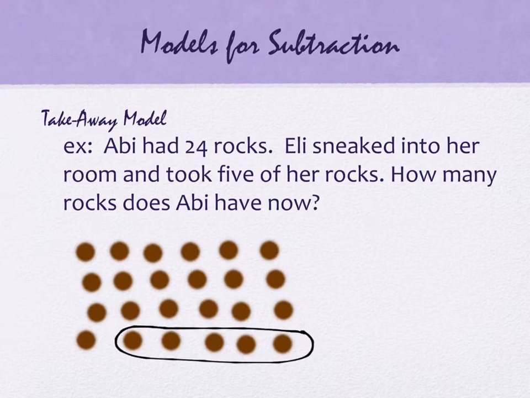So here are 5. They get removed. And we count the remaining set, especially if we're working at a young enough age. How many rocks do we have left now? 19. So my answer will be 19 rocks. Since I do have units, I will include them. So with the takeaway model, I always have something, and then I'm removing a portion of it.